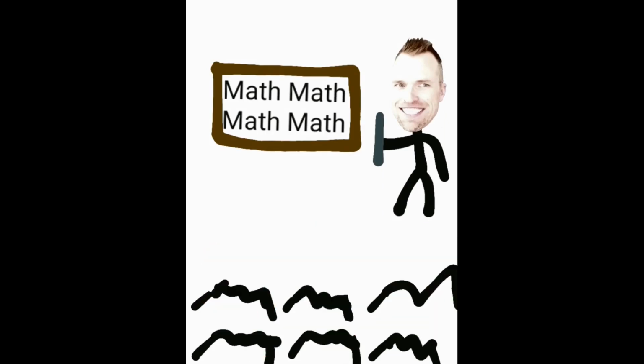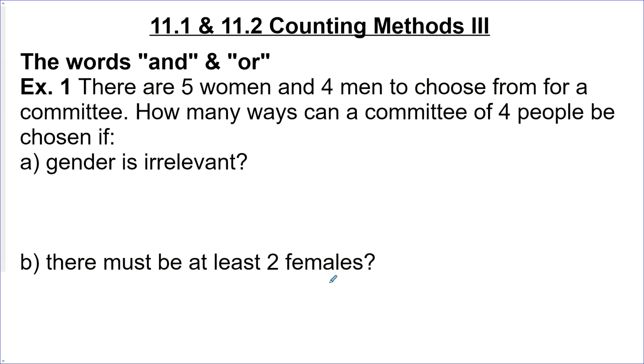11.1 and 11.2, Counting Methods, Part 3. Let's look at the words and or using this example here. There are 5 women and 4 men to choose from for a committee. How many ways can a committee of 4 people be chosen if gender is irrelevant? So we would have 9 people, and we would want to make a combination with 4 of them.